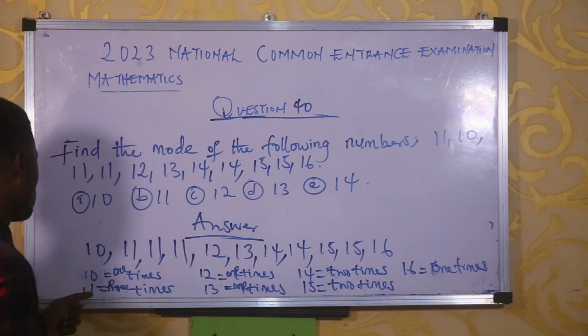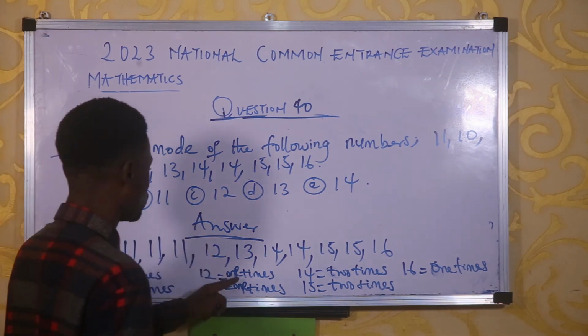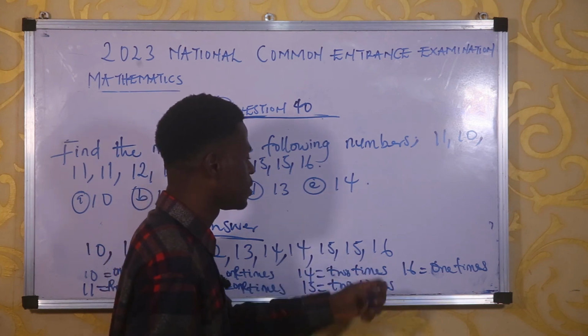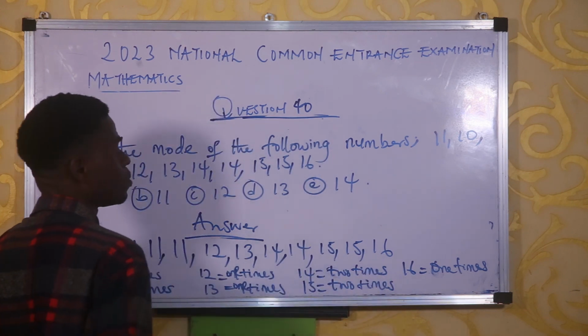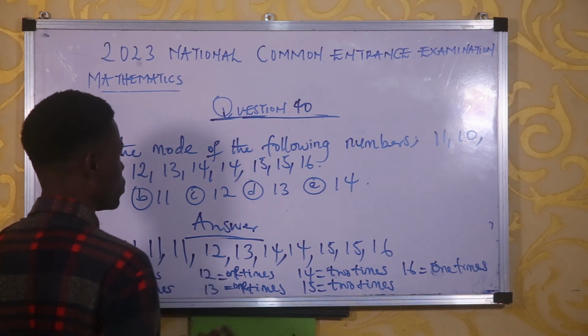If you look at it very well, we have 1 time for 10. 11 comes out 3 times. Then 12, just 1 time. 13, 1 time. 14, 2 times, 15, 2 times, then 16, 1 time. So the one that comes out mostly is 11. So that's the mode. That's what it's talking about.